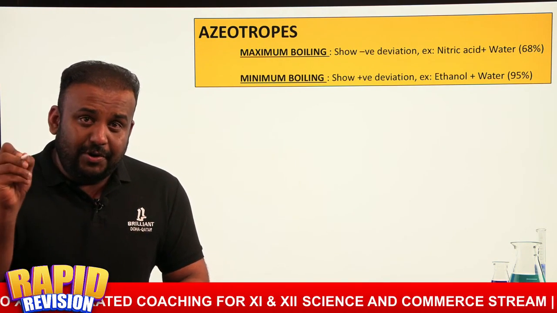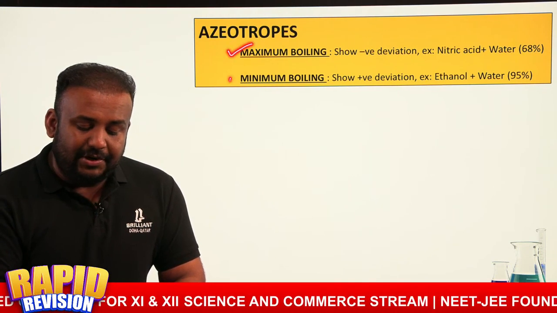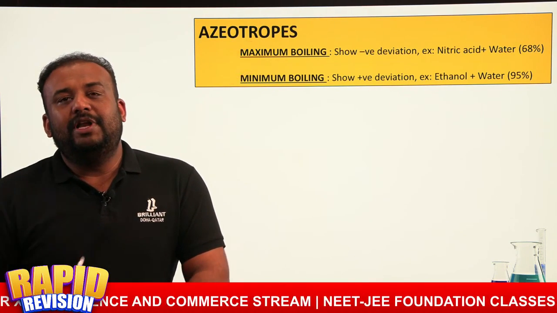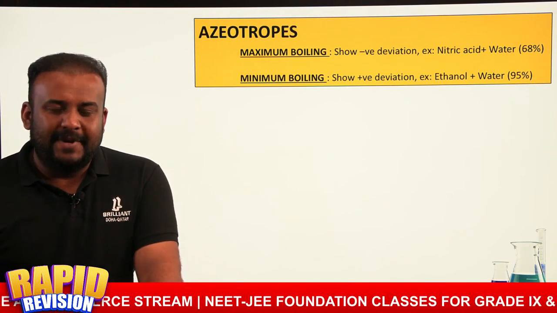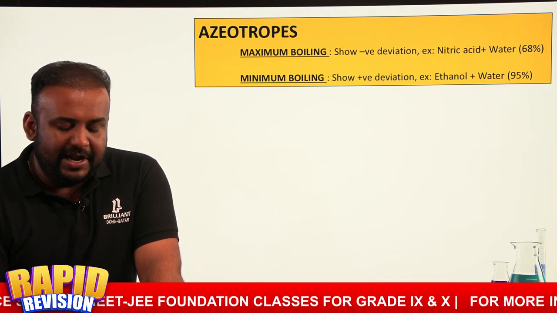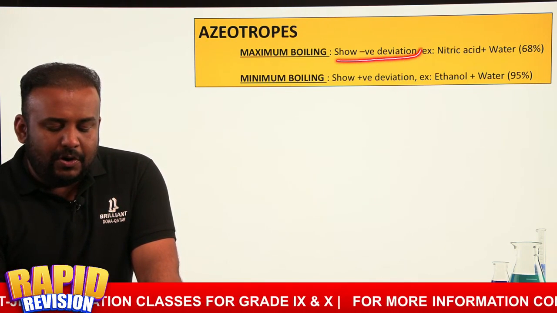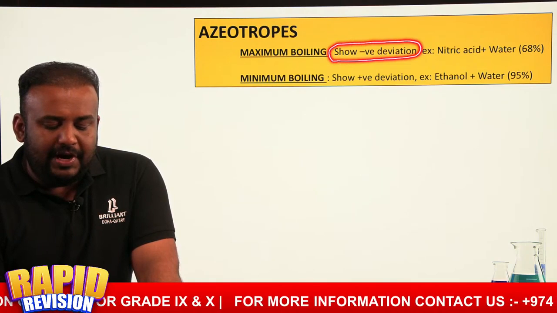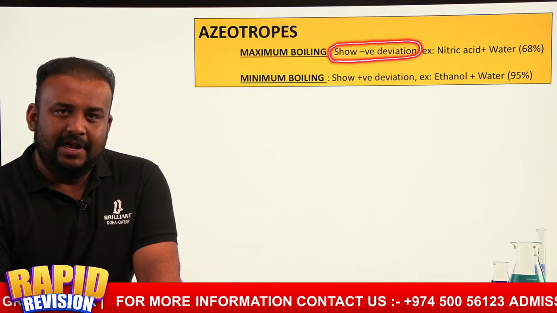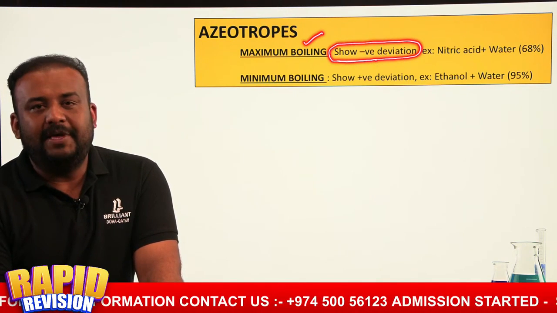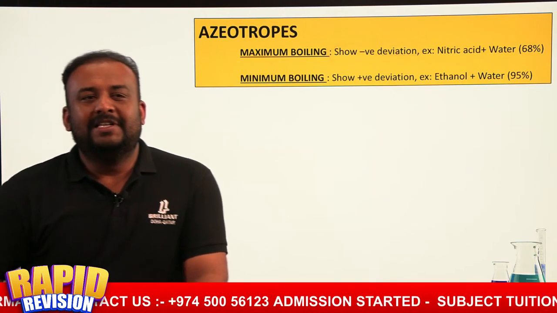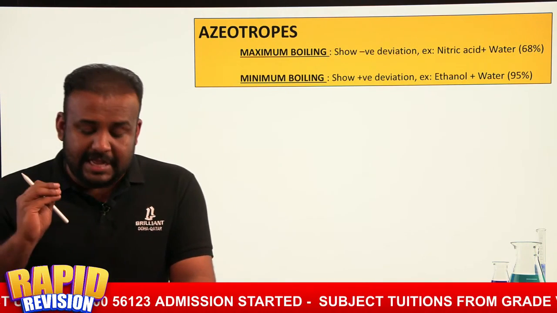And what I want you to focus on here is that there are two types of azeotropes. One is maximum boiling and one is minimum boiling. Now that's very easy to remember. Look here, mixtures which show negative deviation will be the ones which are maximum boiling. See, that's very easy. I'll tell you how to remember that.